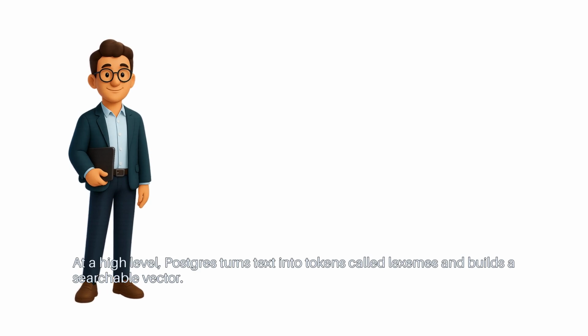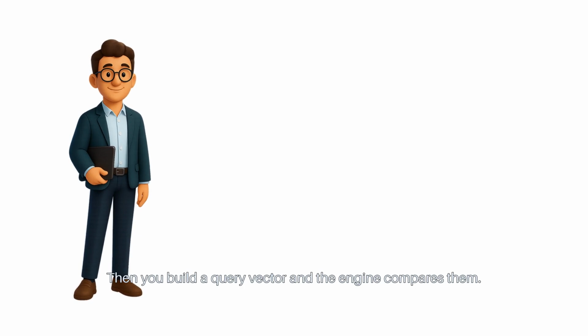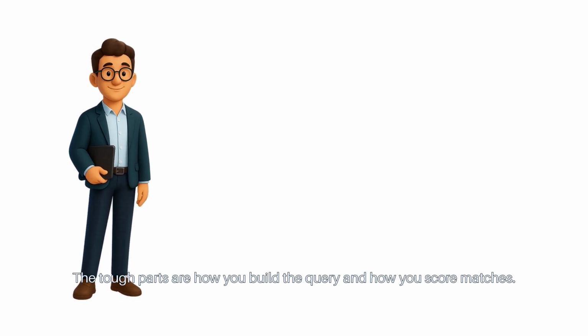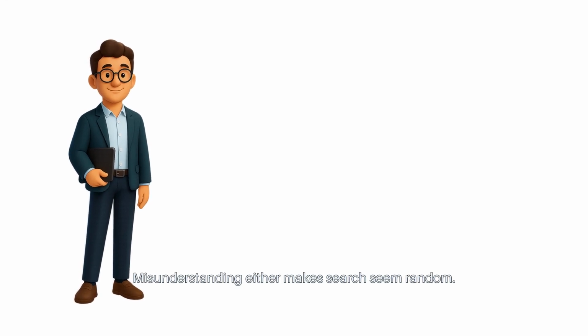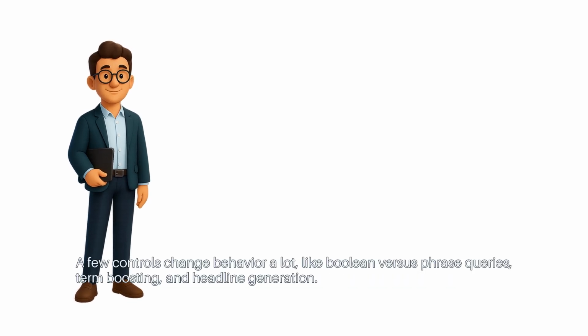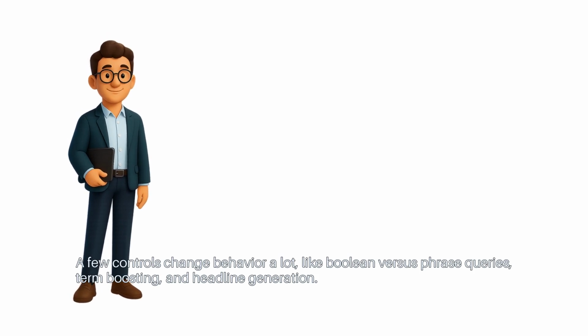At a high level, Postgres turns text into tokens called lexemes and builds a searchable vector. Then you build a query vector and the engine compares them. The tough parts are how you build the query and how you score matches. Misunderstanding either makes search seem random. A few controls change behavior a lot, like Boolean versus phrase queries, term boosting, and headline generation.